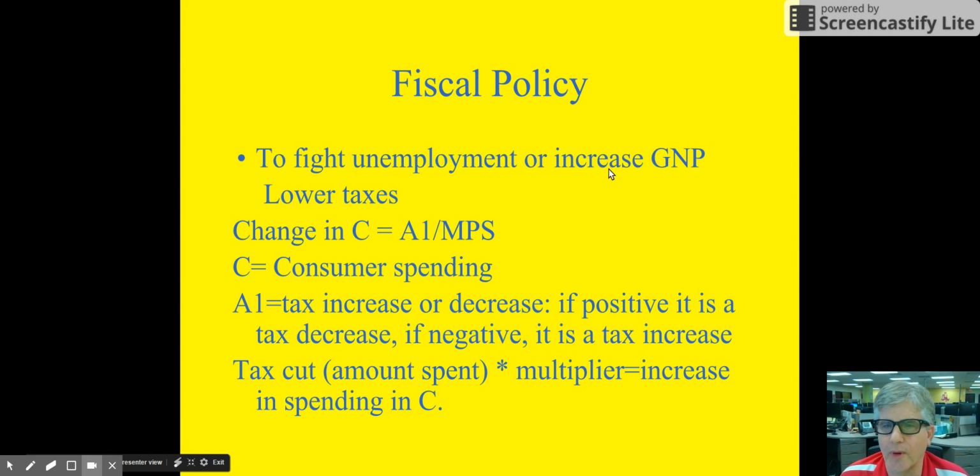To fight unemployment or increase GDP, we lower taxes. So the change in C equals ΔT over the MPS. This is the formula. C is consumer spending. ΔT is the tax increase or decrease. If positive, it is a tax decrease. If it's negative, it is a tax increase. You can also do it as a tax cut. The amount that you're going to cut your taxes times the multiplier is the increase in C. Sometimes that's easy, just like I did. So if you did a tax cut of $10 and the multiplier is 3, you increased spending in C and you increased GDP by 30.